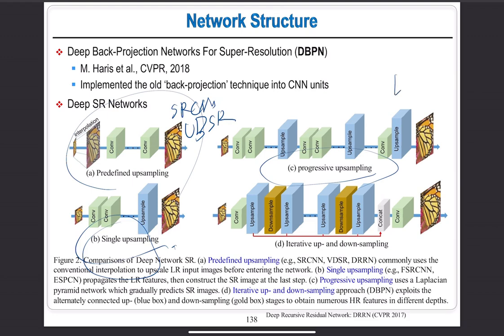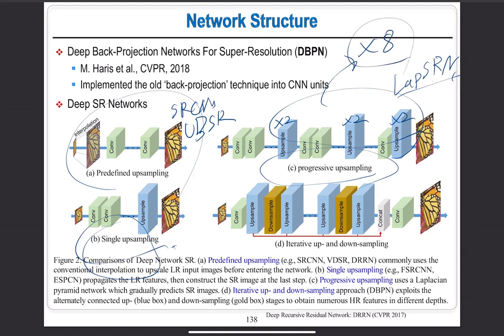And the third one, progressive upsampling, gradually increases resolution using multiple stages. Maybe we did not cover some papers like this. It goes two times, two times, two times, which means 8 times SR. And the last one, iterative up and down sampling strategy, is used in this paper, DBPN, allowing multiple refinements through feedback. Among these upsampling strategies, DBPN's feedback mechanism provides richer feature learning and often yields superior results in challenging scenarios.